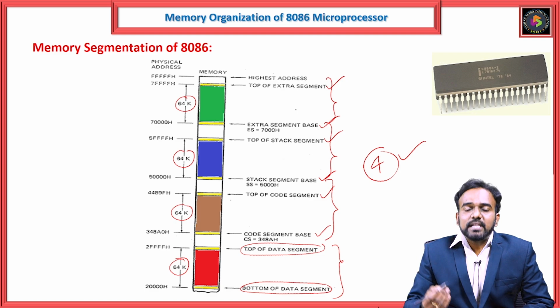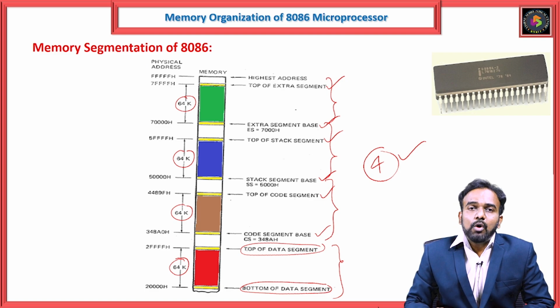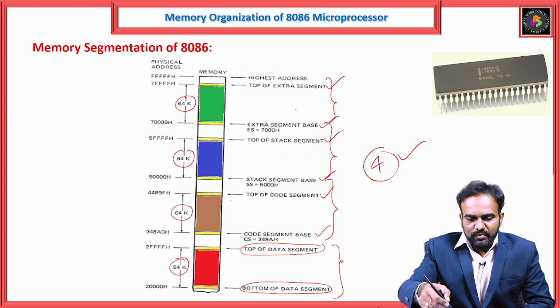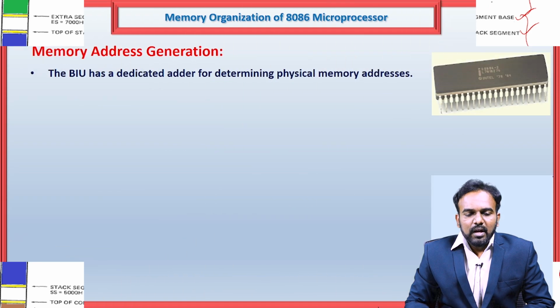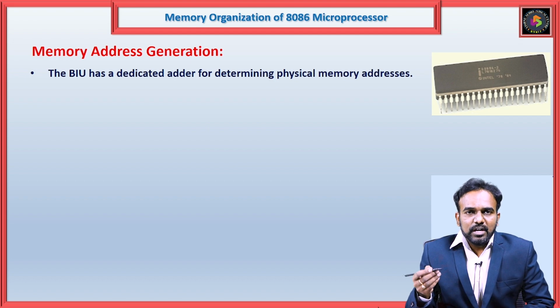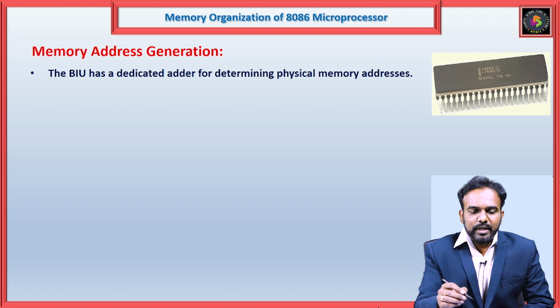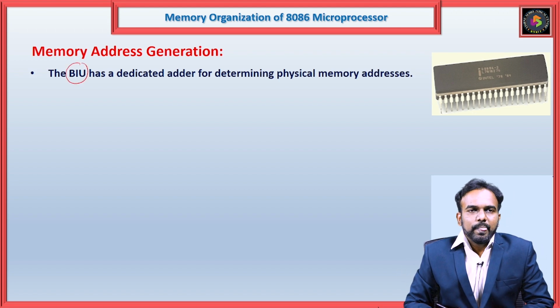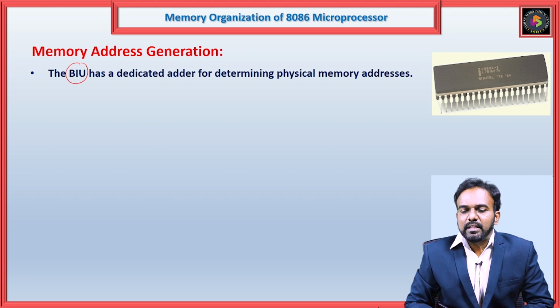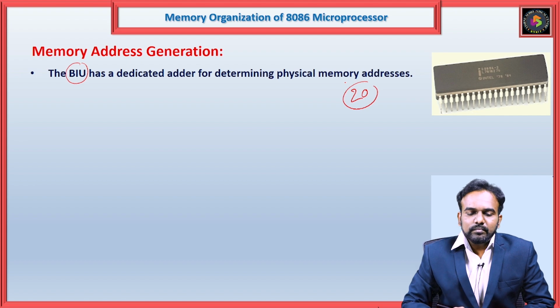Now, by using the next slide, we are going to check how to calculate the 20-bit physical address to access the data from these 4 segments. This slide shows the memory address generation. The memory address generation in our 8086 microprocessor is done by the unit called the bus interface unit. This bus interface unit has a dedicated adder for determining the physical memory address, that is the 20 bits.